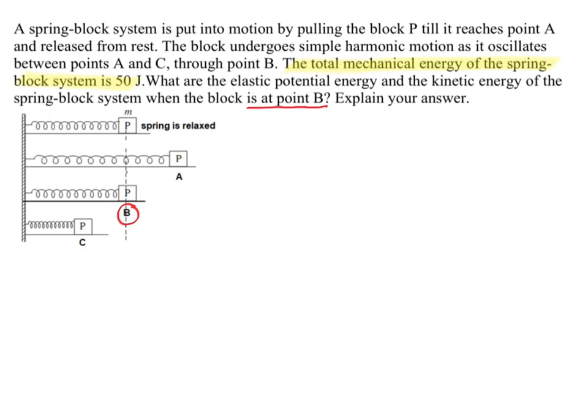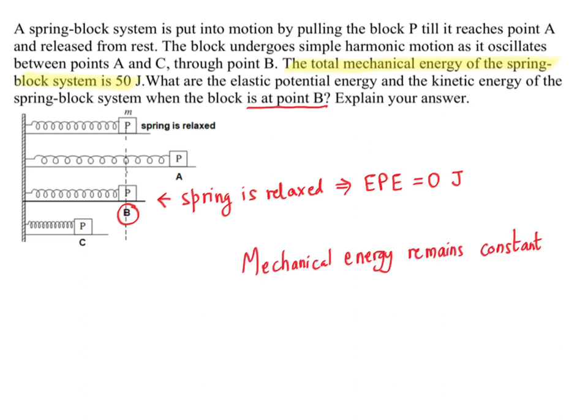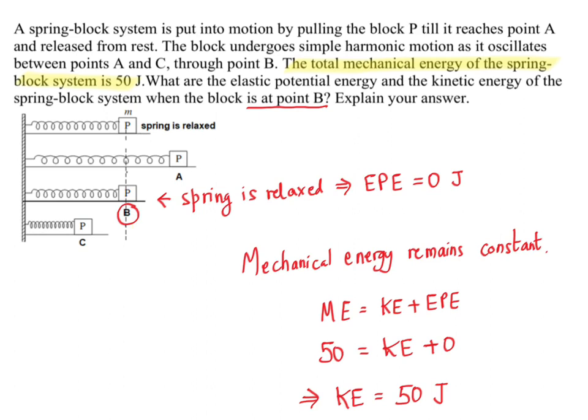So at point B, if you look at the diagram carefully, the spring is relaxed, but it's in motion because you have already started the oscillatory motion. That means if spring is relaxed at point B, elastic potential energy should be equal to 0. Mechanical energy remains constant, we know that. Mechanical energy is equal to kinetic energy plus EPE. So mechanical energy, they gave us 50, which is equal to KE plus 0 because EPE at B is 0. So we get kinetic energy as 50 joules.